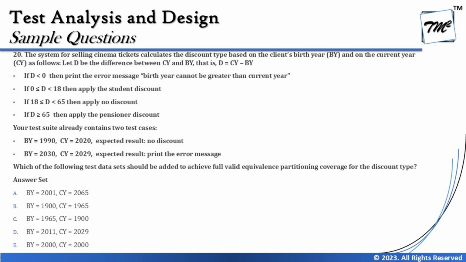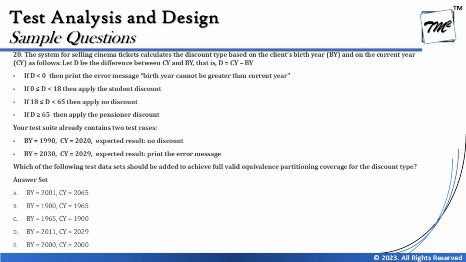Let me start evaluating the options here. Option A says the birth year is 2001 and the current year is 2065. The difference is 64. If I compare this back, no discount has already been covered because it comes into the third range, so I don't have to take that. B, the birth year is 1900 and the current year is 1965, which gives a difference of 65. And yes, 65 is greater than or equal to, in terms of D, in the fourth partition. If you see the fourth partition, it says D is greater than or equal to 65, so equal to 65 is getting covered there. So it's a pensioner discount. So yes, it's a good candidate for me to add the fourth partition test.